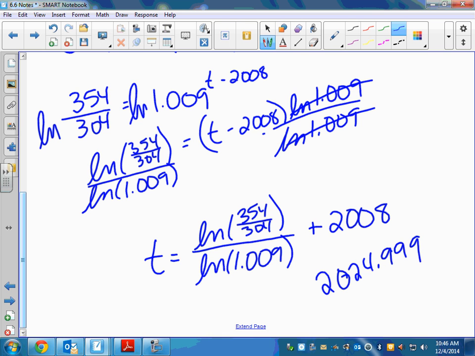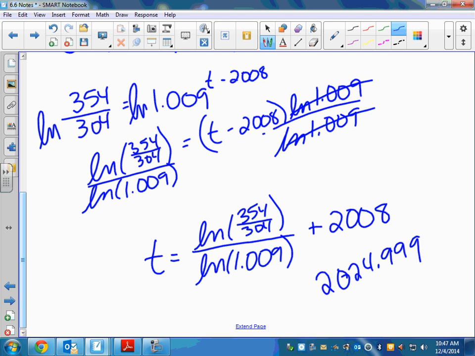I get an answer of 2024.999 if I rounded 3 decimals, which means at the very, very end of 2024, or you could round that up and say at about 2025, or you could be real fancy and change .999 to months and days and all that stuff. But definitely the end of 2024.